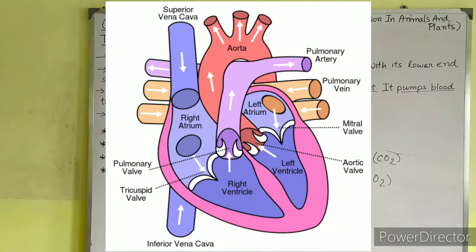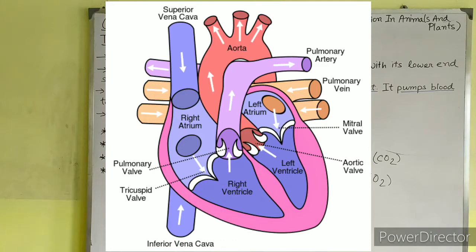Students, you can see in the diagram, as I have told you, that the heart consists of 4 chambers. That is the right atrium, left atrium, right ventricle and left ventricle. The atriums are also known as auricles.